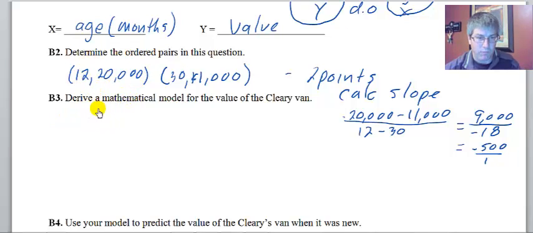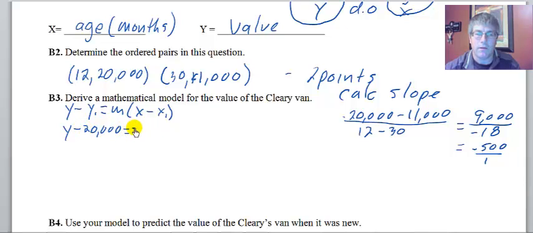Substituting that into point-slope form, y minus y1 equals m times x minus x1, we want to substitute into the right-hand y and the right-hand x. And it doesn't matter which ordered pair we use. So I'm going to use the 12 and the 20,000. So y minus 20,000 equals negative 500. Better get that negative sign in there. Times x minus 12.